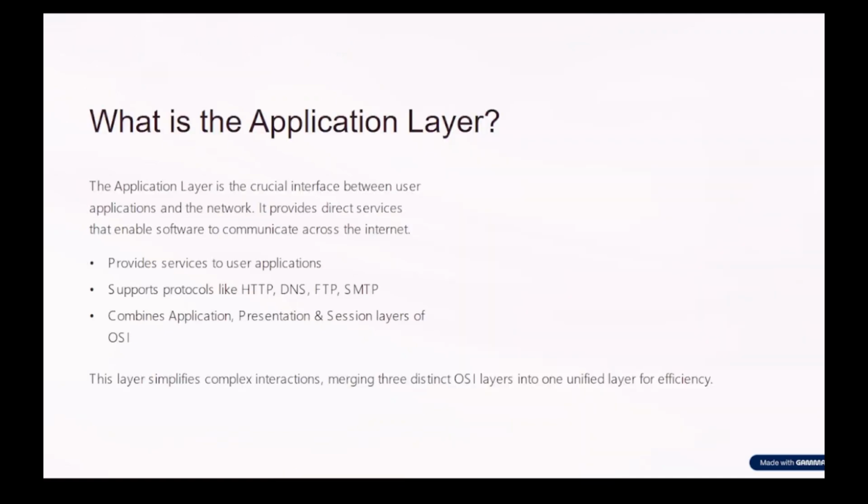What is the application layer? The application layer provides network services directly to user applications. It's important to note this layer doesn't include the application software itself, but rather the protocols that support them. In the TCP/IP model, this layer combines the roles of the three OSI layers: application, presentation, and session.